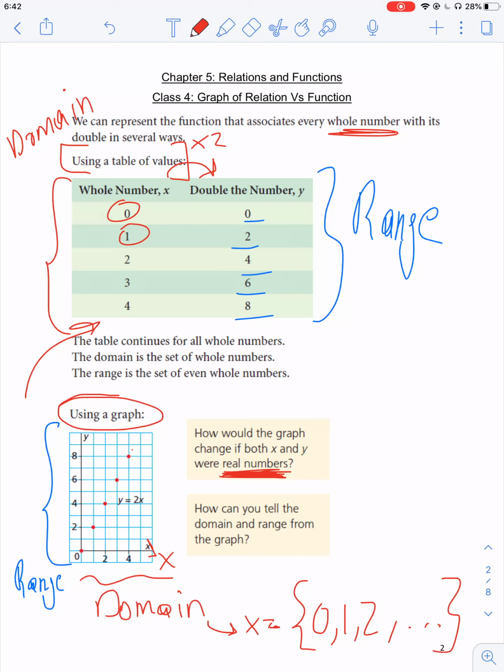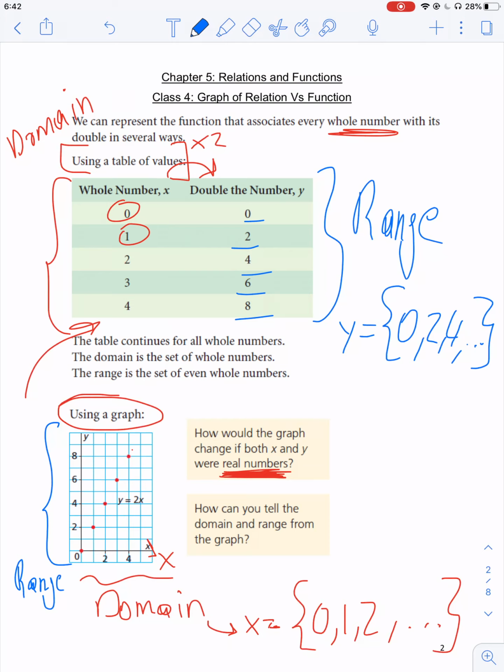Now my range. Again, minimum y value. My minimum y value is 0, and it's increasing now by 2. So the next one is 2, and then it's 4, and then it goes on forever and ever. So I'm just going to put 3 dots to illustrate that. Okay, so that's your range.